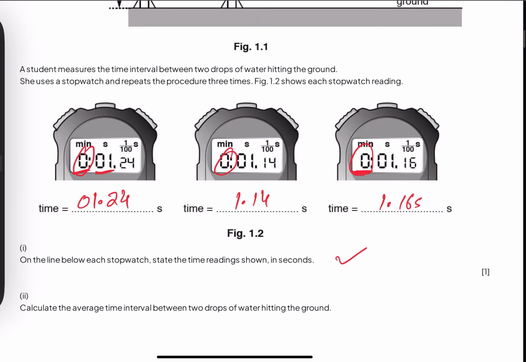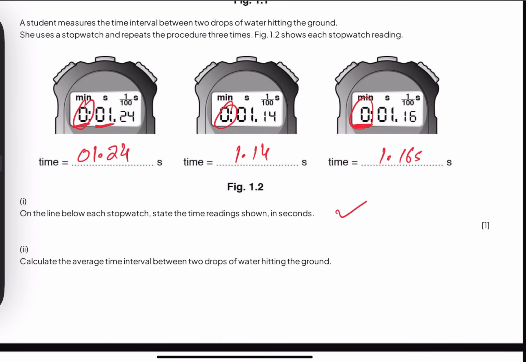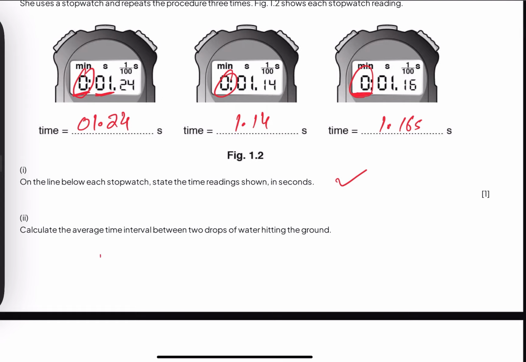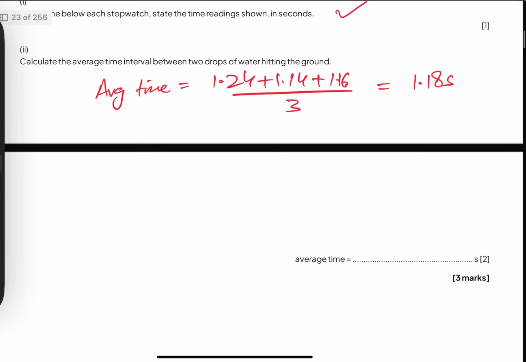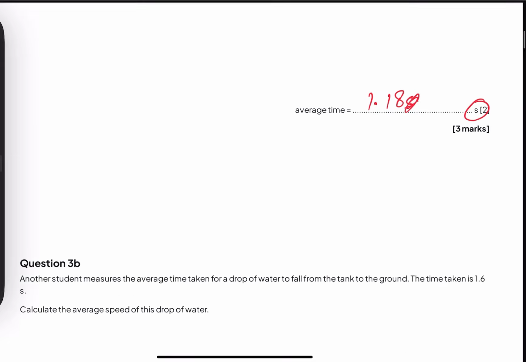In the second part, calculate the average time interval between two drops of water hitting the ground. So we have to find the average time. We have three different readings for the interval between the two drops. We just need to find the average. We have to add all of them and divide by the number of values. So it's 3.54 divided by 3, because 3 were the total values. It will give us 1.18 second. So 1.18 second is the final answer. Don't need to write the second, it's given.